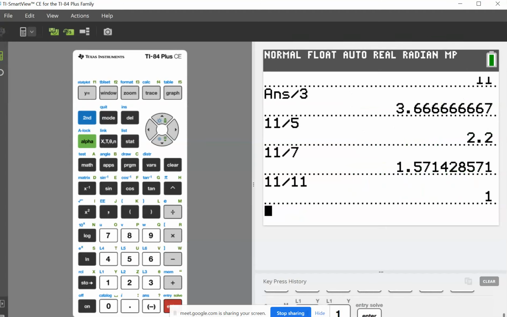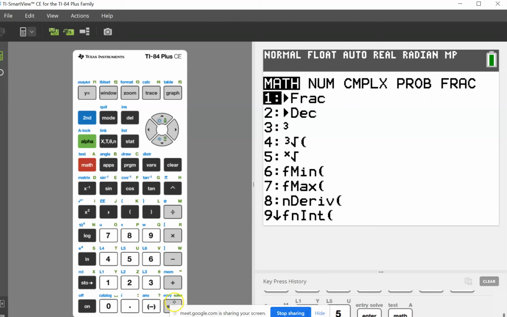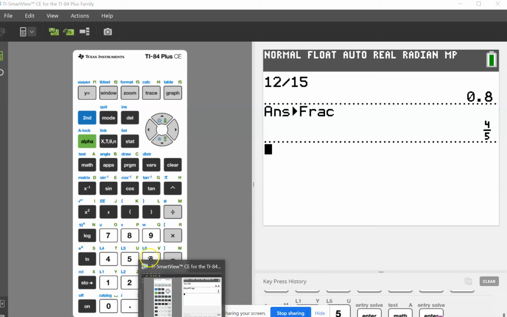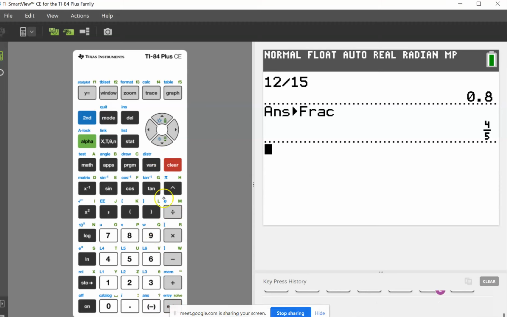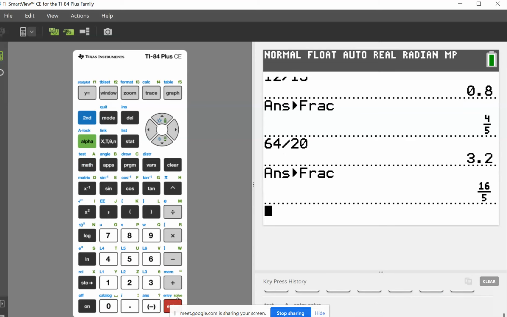So let's do that together. I'm going to type in 12 divided by 15. When I press enter, it gives me a decimal. When I press math and enter 2 times, it gives me a simplified fraction of 4/5. So anytime that you're needing to simplify, if you're needing to simplify 64 over 20, you would press math, enter, enter, and it would give you that improper fraction 16/5. Okay?